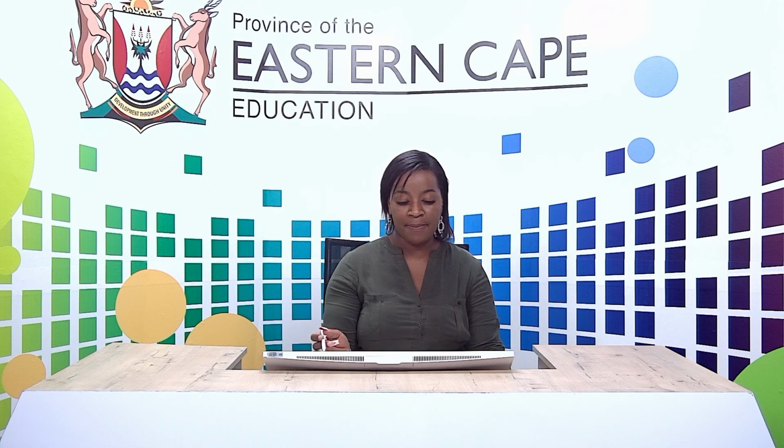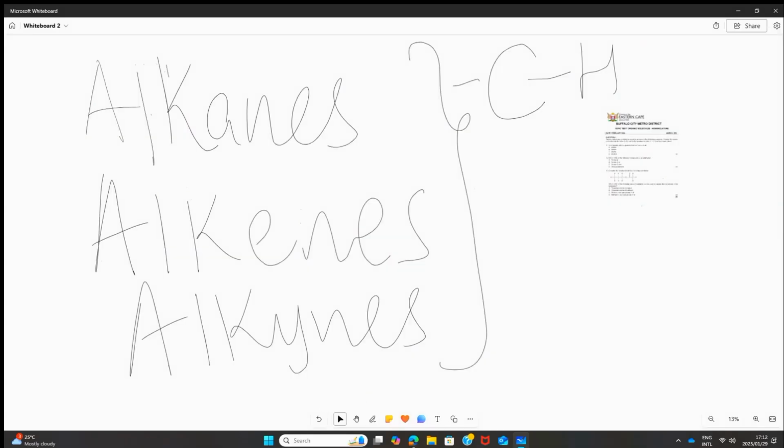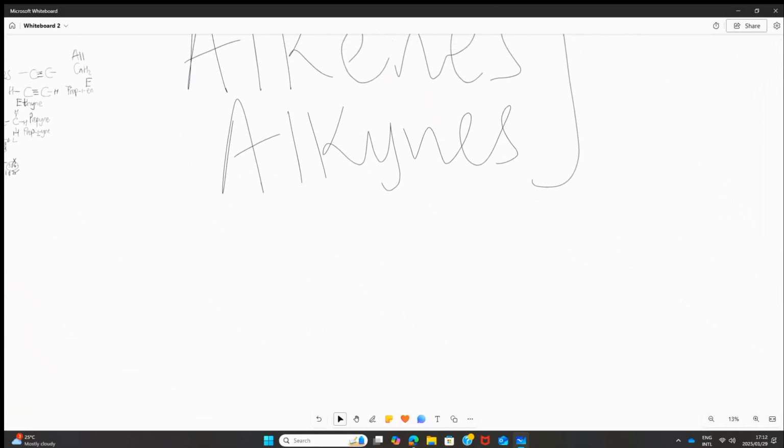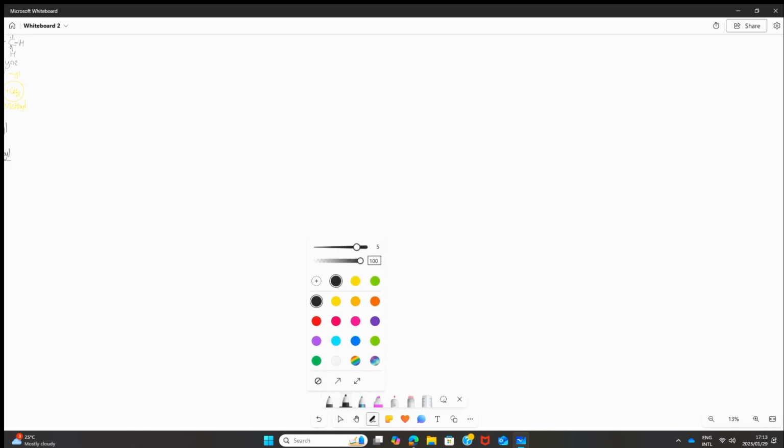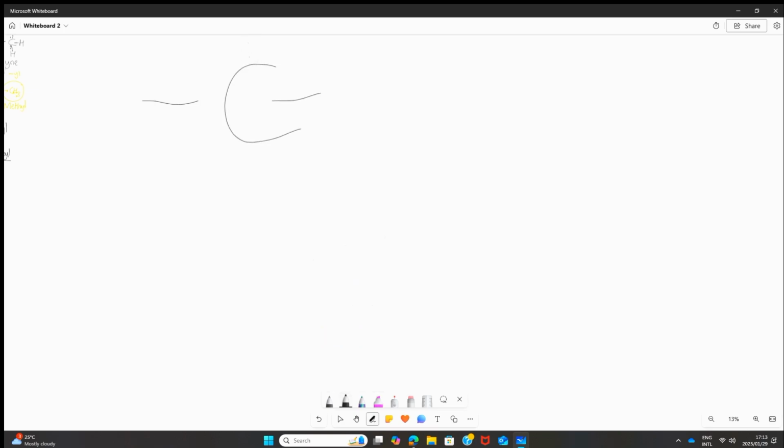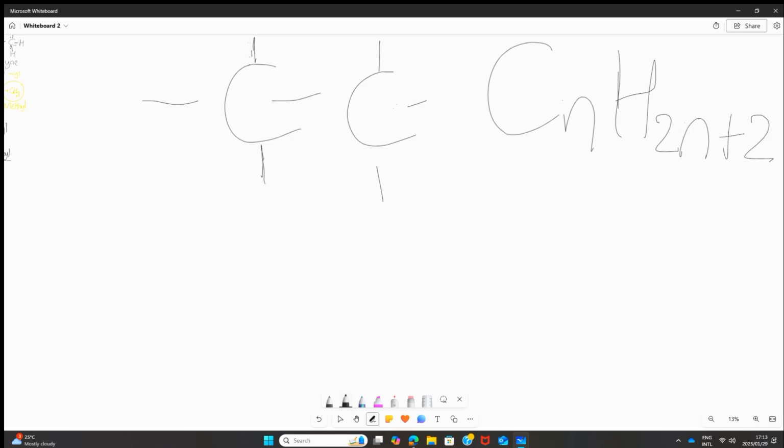So all these 3 have got something in common, the fact that they consist of only carbon and hydrogen atoms in them. Now, the structural formula for your alkanes is carbon, single bonds, all single bonds, carbon. The general formula is CnH2n plus 2, which means that all your alkanes will always follow this general formula.